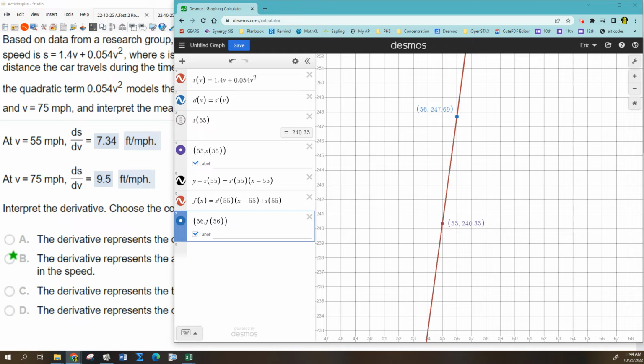Okay, so then what is this saying here? Think about this. This says that the rate of change of stopping distance with respect to velocity is given by this line, right? At 55. Think about those units. The units are feet per miles per hour. So if I increase my speed from 55 to 56, what is this tangent line predicting the stopping distance should be?